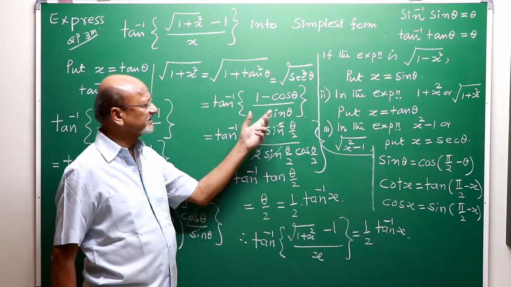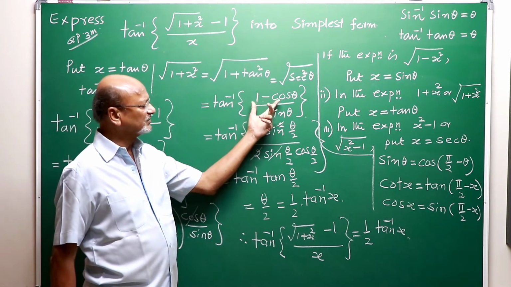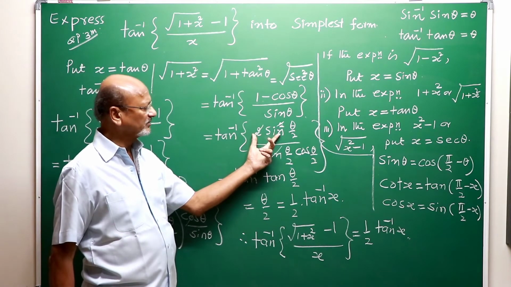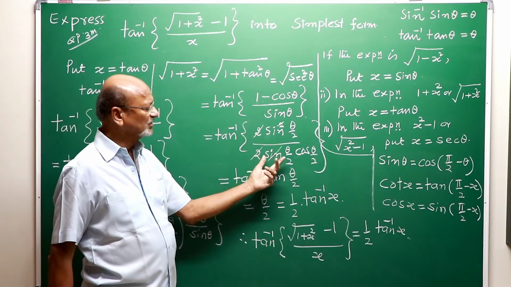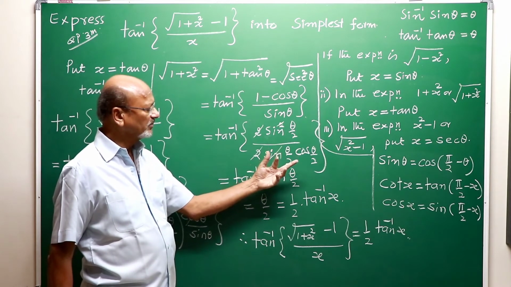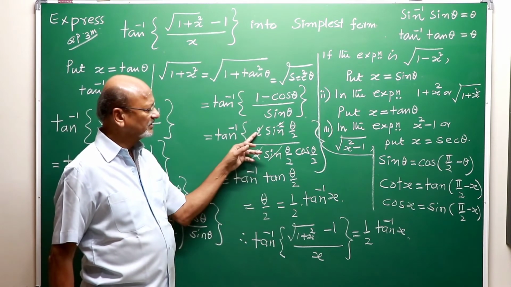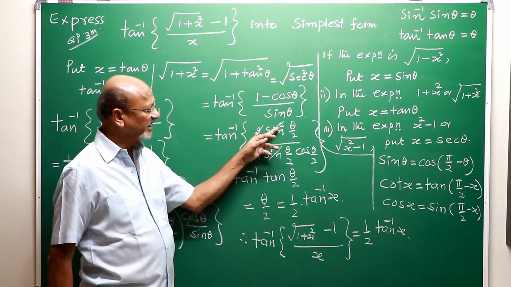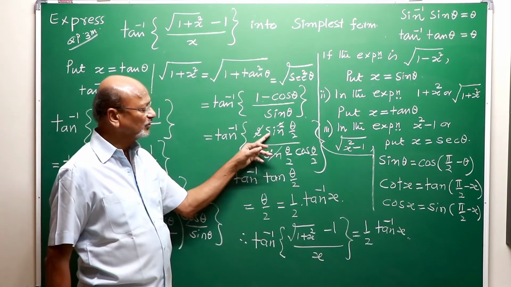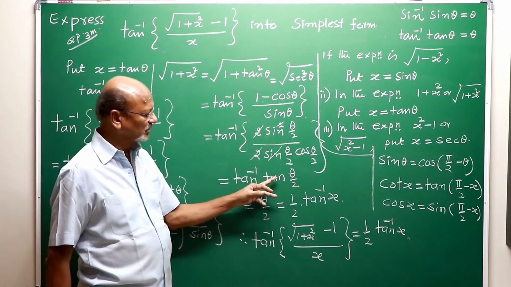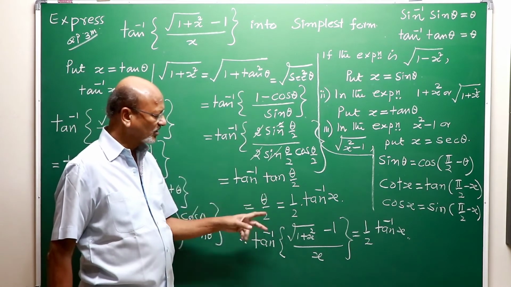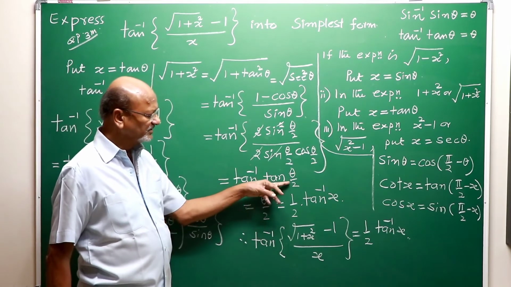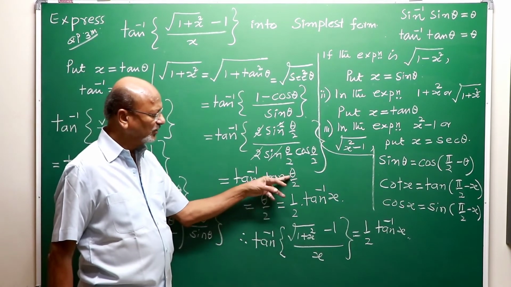Already we have done such examples. 1 minus cos is 2 sine square, half of the angle. Half angle formula. What is this? 2 sine theta by 2 into cos theta by 2. Friends, 1 sine cancels 1 sine. Left in the numerator, the ratio is tan. Tan inverse of tan. What is the angle? Theta by 2. 1 by 2 into theta.